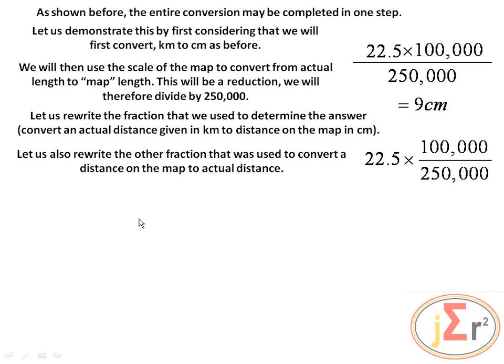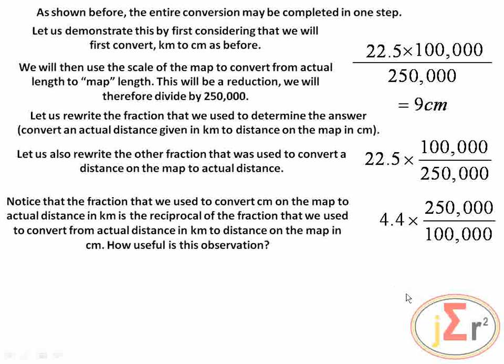And let us also rewrite the other fraction that was used to convert a distance on the map to actual distance, which is that one. The one that we used before. We are just rewriting that. Notice that the fraction that we use to convert centimeters on the map to actual distance in kilometers is the reciprocal of the fraction that we use to convert from actual distance in kilometers to distance on the map.